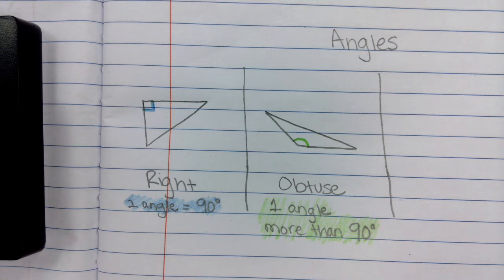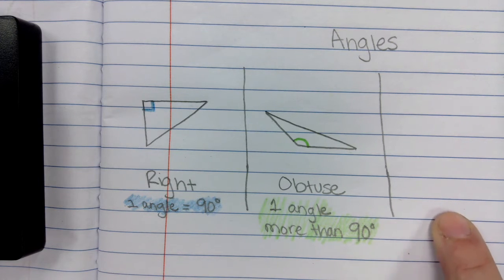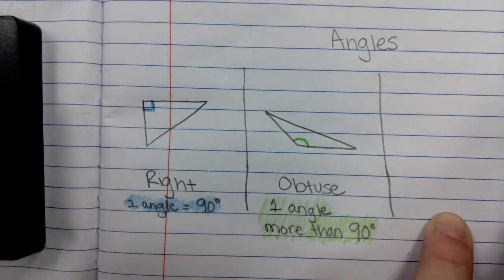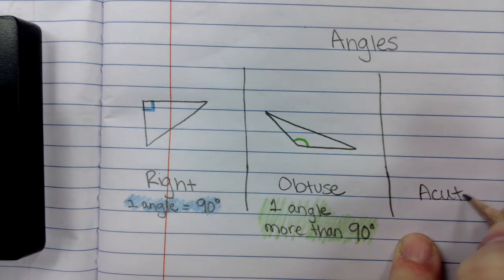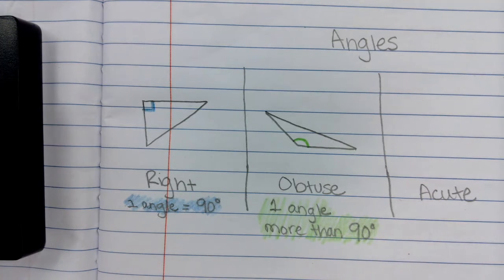Okay, so if I have right, obtuse, what's the next one going to be? Acute, good. Acute, I have a really tough time drawing acute, if I'm going to be honest with you. It's a really big struggle with me, so I'm going to try and draw this. Acute means that all 3 angles are less than 90 degrees.